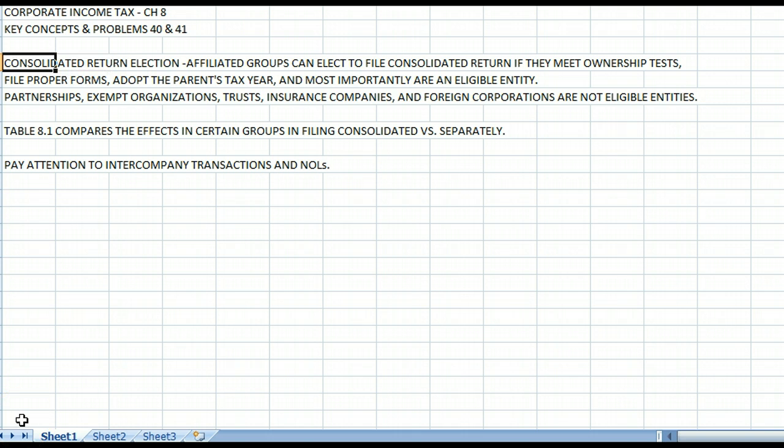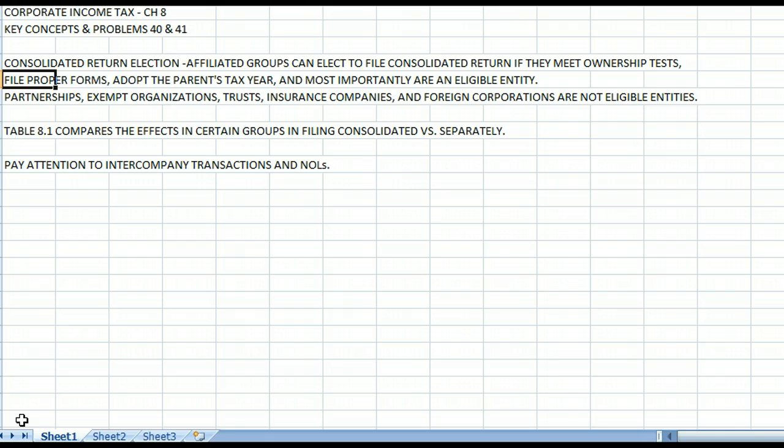Okay, first in chapter 8 I want to point out to you that a consolidated return election must be filed if affiliated groups decide they want to file a consolidated tax return, if they meet certain ownership tests. Now these are different than the ownership tests under financial accounting rules. Under financial accounting rules we looked at a 50% rule. Here, as a general rule of thumb, you're looking at 80%. They also must file the proper forms. They have to adopt the parent's tax year, and most importantly, be an eligible entity.